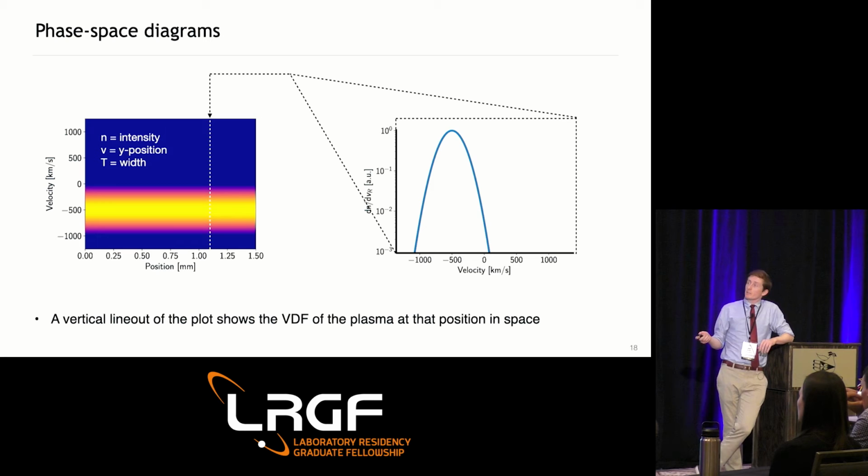Just as an intuition, the density, the intensity of this contour is going to give you the density. The y position of where this beam is going to give you that average velocity, and then the width here is going to give you that temperature.